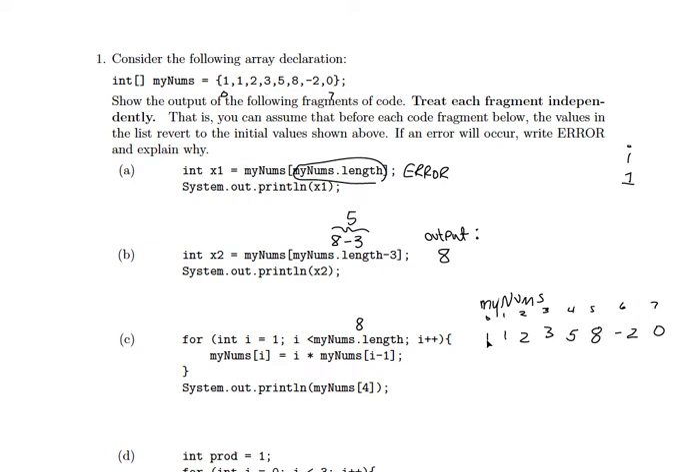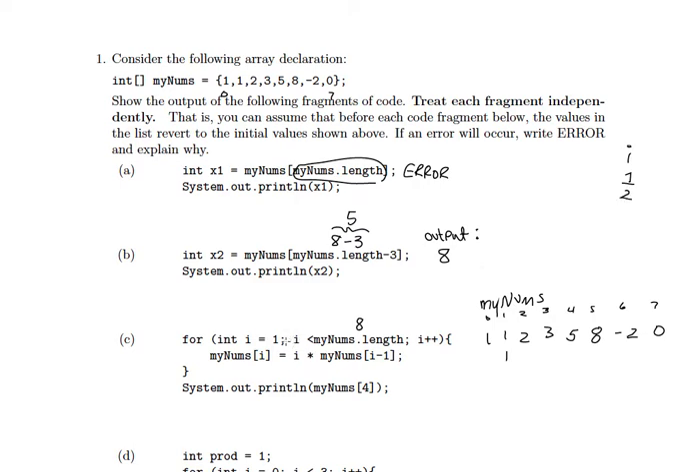So this is mynums sub 0, so I'm taking i minus 1. 1 minus 1 is 0. Mynums sub 0 is a 1. Multiply it by the current value of i, also 1. Store that result back into mynums sub 1. Now I'm in a for loop. i goes up by 1.